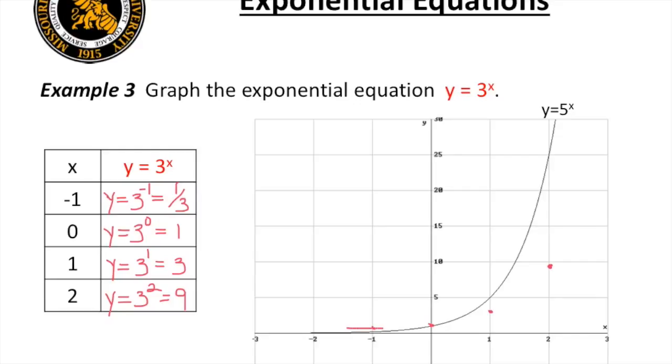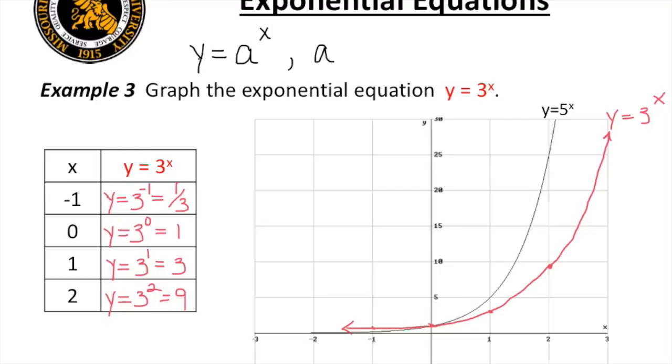Notice that as we move from left to right, our graph increases, just as it did with the graph of y equals 5 to the x power. Notice that it did not increase as quickly as y equals 5 to the x, but it still was increasing. So, generalizing, when you have an exponential equation of the form y equals a to the x power, notice that you have to have it raised to the x power.